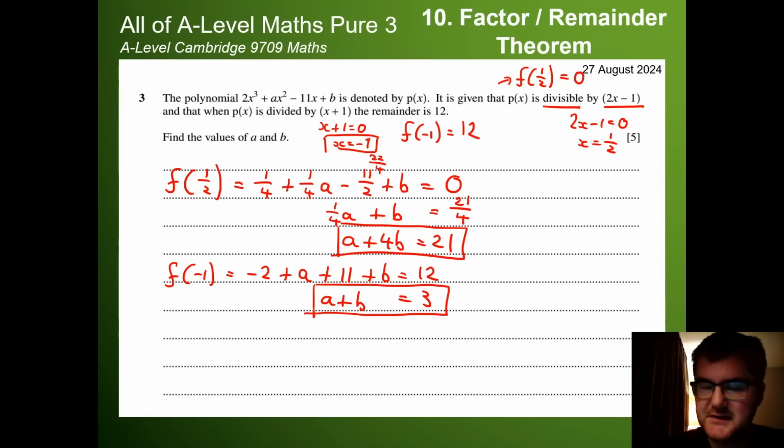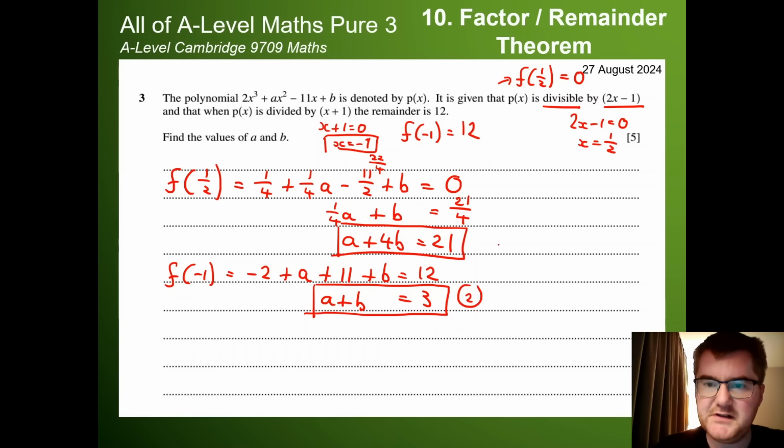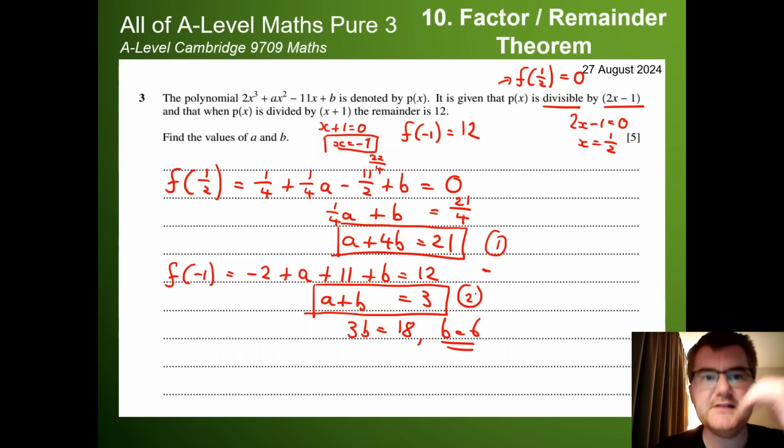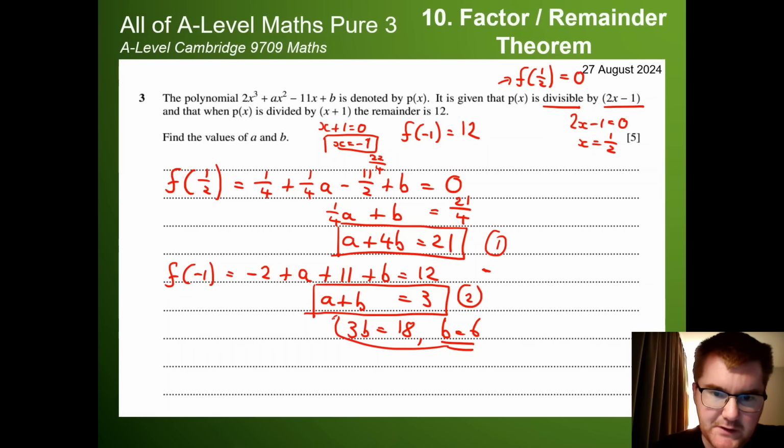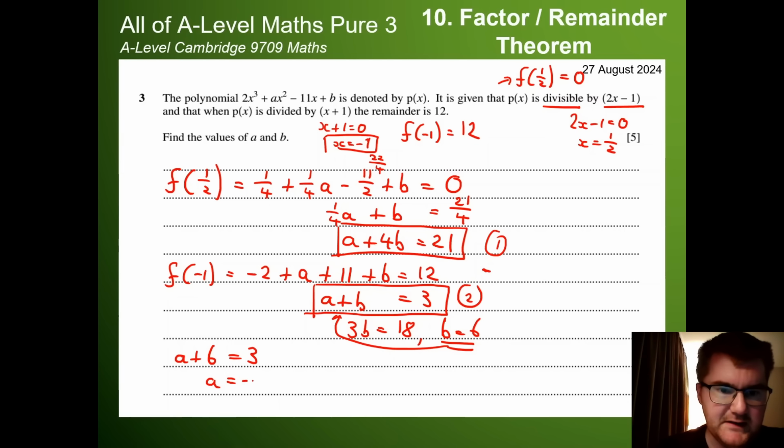Okay, this is pretty nice to solve. Again, we can just subtract one from the other. a minus a gives us nothing. 4b minus b is 3b. 21 minus 3 is 18. And therefore b is equal to 6. Now we just need to find a here. Again, we've got lots of choices of formulae. I think just using this one is pretty straightforward. So it has a plus 6 is equal to 3. Therefore a is equal to negative 3.